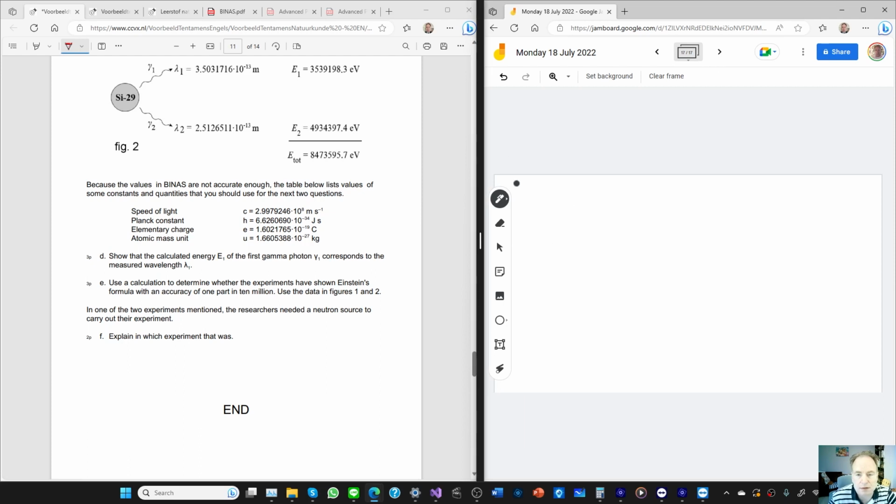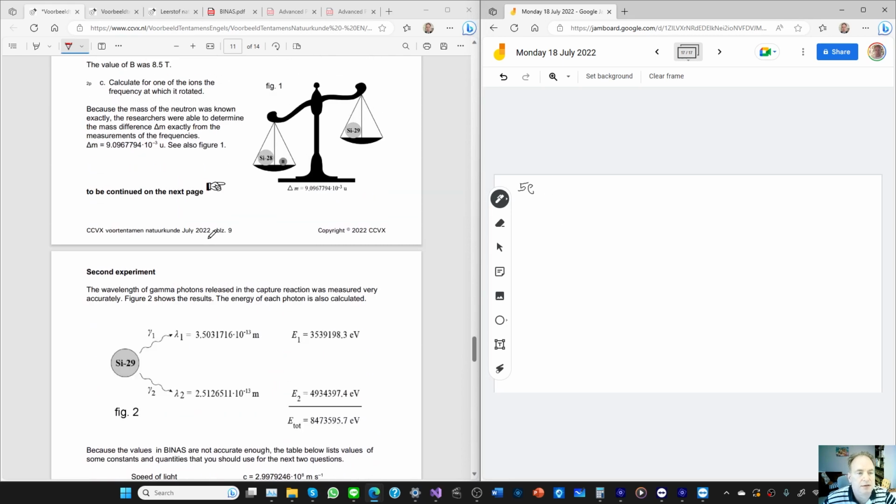Use a calculator to determine whether the experiments have shown Einstein's formula with an accuracy of 1 part in 10 million. Use the data in figures 1 and 2. Okay. Well, we just need to show that this delta M given here, this mass difference, is equivalent to this energy here, the energy of the two photons. So we just need to calculate the delta M times c squared.